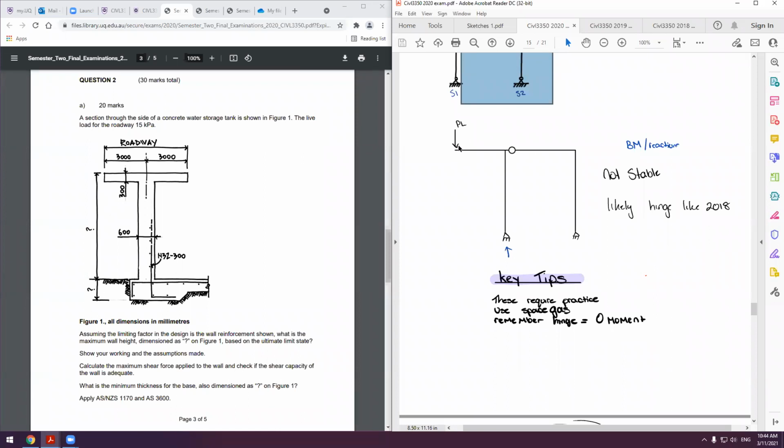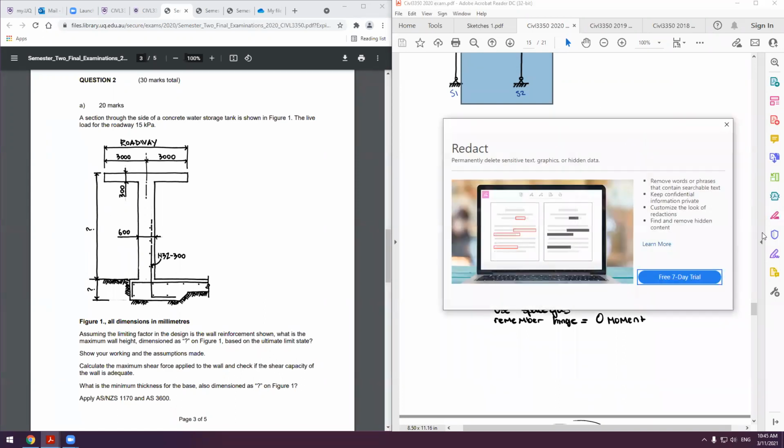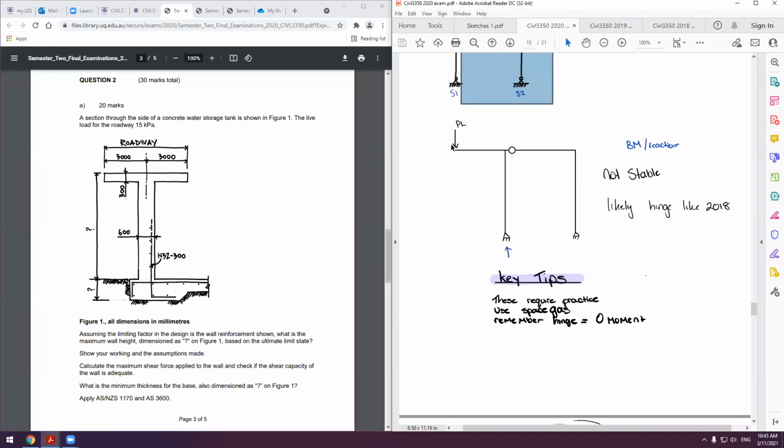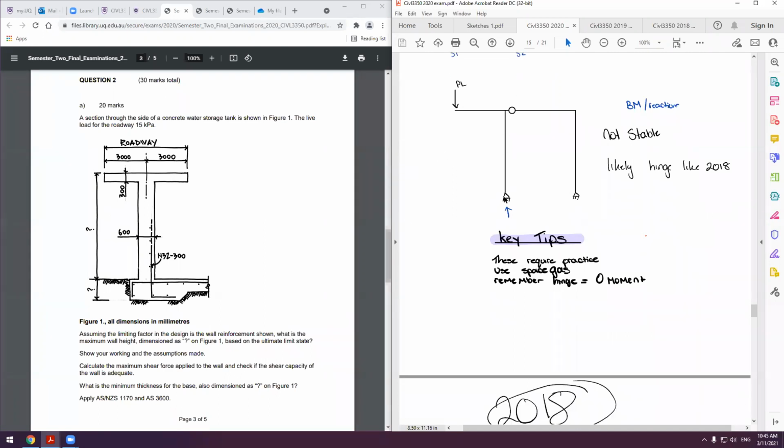If we were looking at just B1, it would want to create a bending moment. But we've got no vertical, we've got no horizontal reaction force at support 1. It would just be coming up like that, and then it's got nowhere to go, so therefore that's why it's not stable.